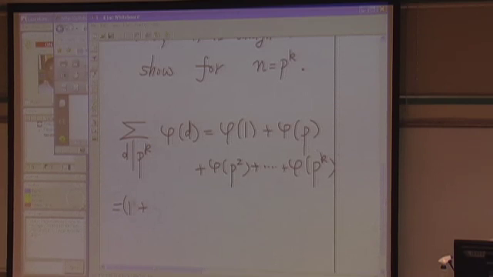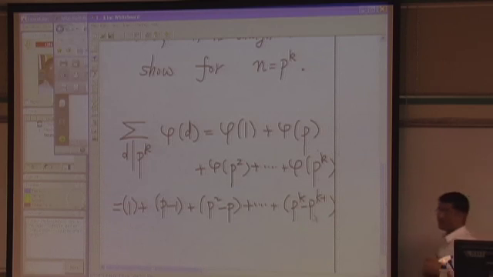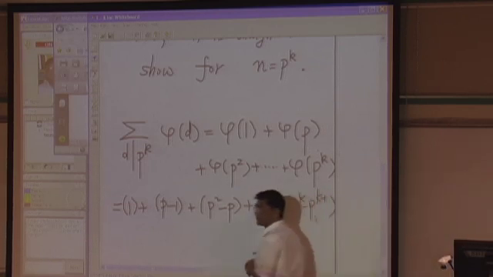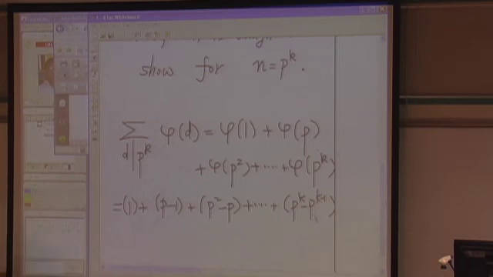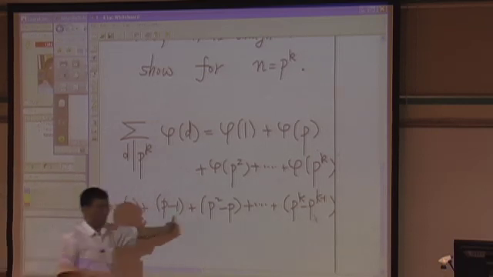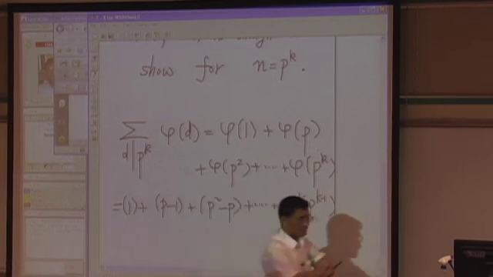And phi of p is p minus 1. Phi of p squared is p squared minus p. Phi of p to the power of k is p to the power of k minus p to the power of k minus 1. Any questions? All simple, right? If you don't understand why these are true, then I can answer up to your satisfaction.